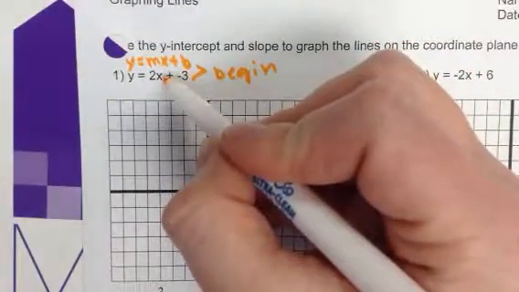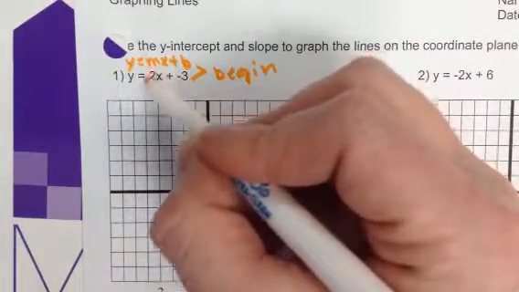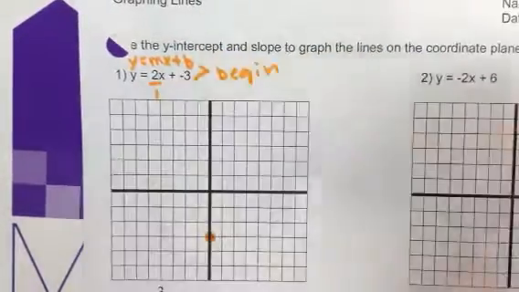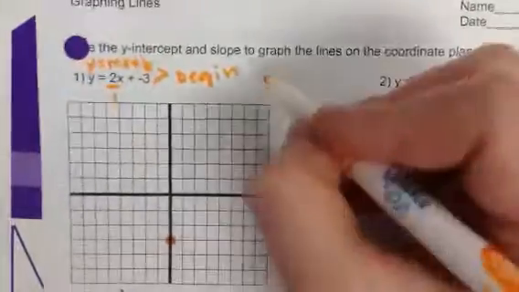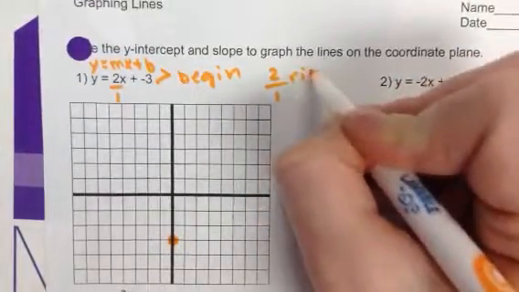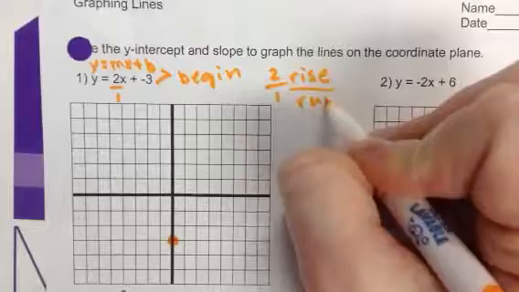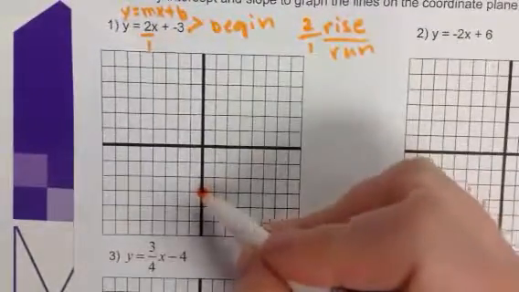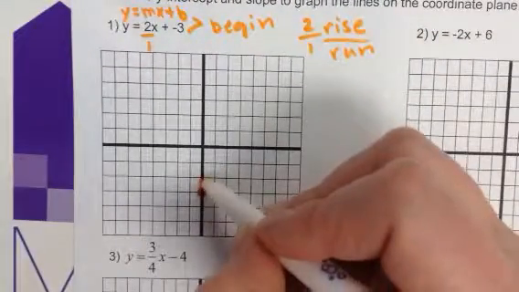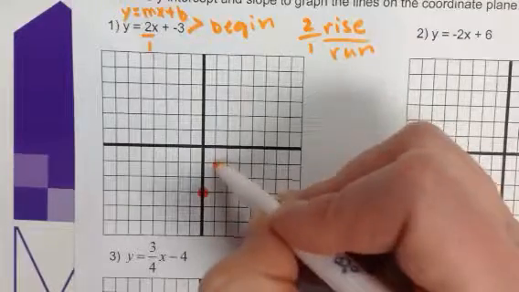The number in front of the x, or the coefficient on the x, is telling you the slope. If it's not a fraction, put it over 1. So remember that slope is telling you how much to rise and run. So from this point, I'm going to rise 1, 2, and run 1.